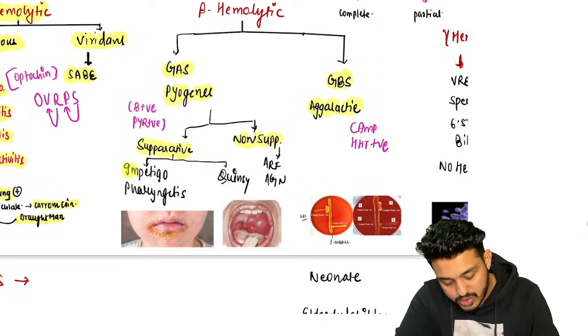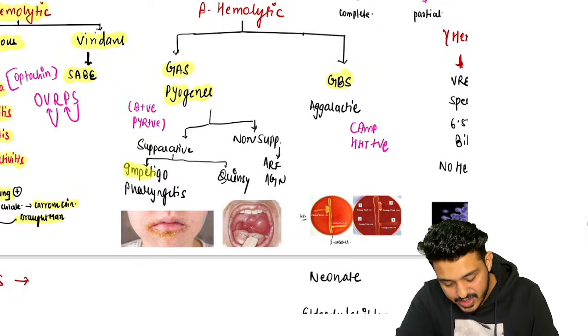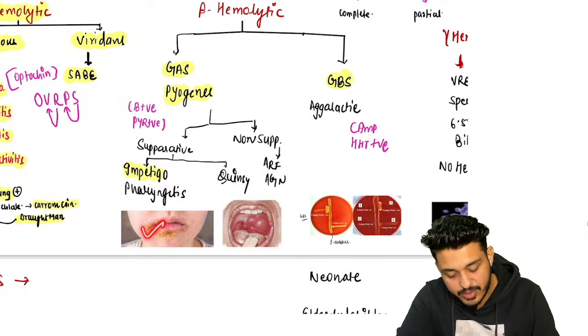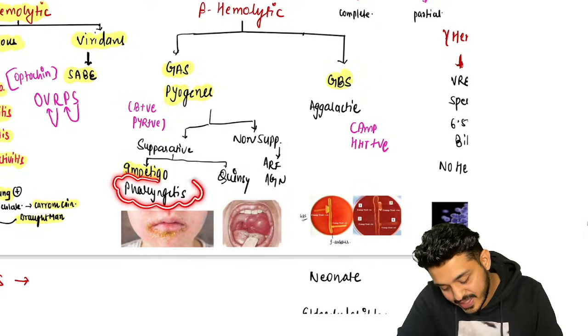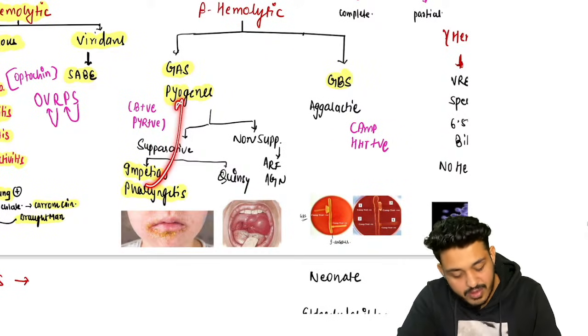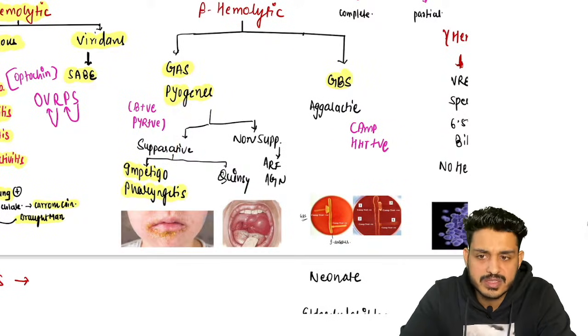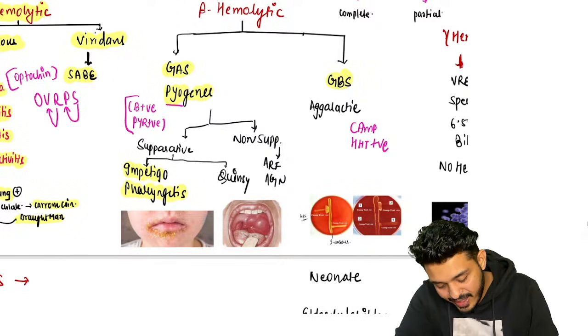You can have the most common cause of impetigo. If they ask you the most common cause of impetigo or non-bullous impetigo, the answer is going to be Streptococcus pyogenes. They can ask you the most common cause of pharyngitis. Streptococcus pyogenes is going to be the cause of pharyngitis, also known as group A streptococci. Remember, pyo are bacitracin sensitive and PYR positive.